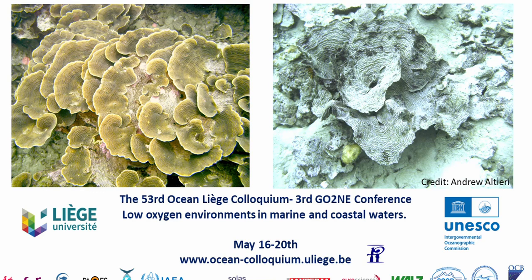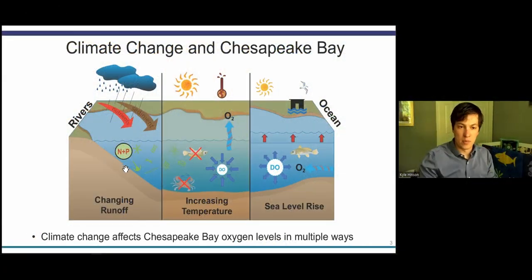increased loading of nutrients and sediment, possibly fueling more eutrophication and drawing down oxygen levels. And then there's the direct effects of increasing temperature on bay oxygen levels as well. So that can be through decreased solubility and increased remineralization rates. And then lastly, there's the impact of sea level rise, which can potentially bring more oxygenated ocean water into the bay, but could also strengthen the pycnocline and decrease the vertical transport from surface to the bottom.